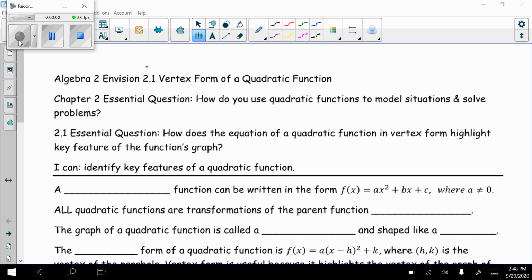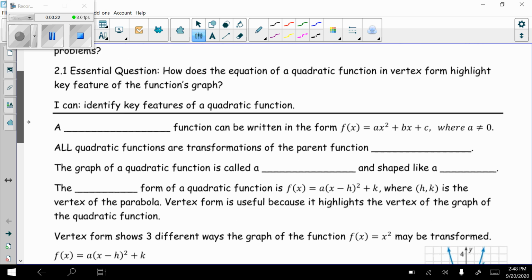So today we're going to look at day 1 of 2.1, the vertex form of a quadratic function. Today we're going to learn how to use quadratic functions to model situations and solve problems. At the end of today's lesson, you should be able to identify key features of a quadratic function. A lot of this is going to be review, so let's go through this.